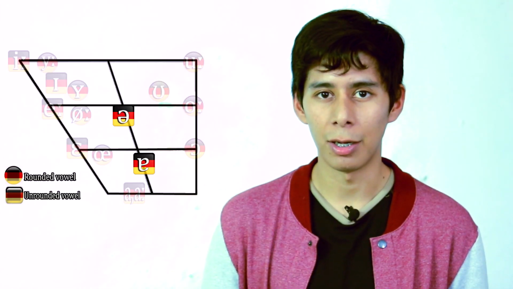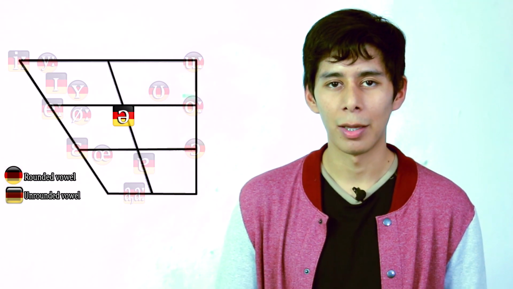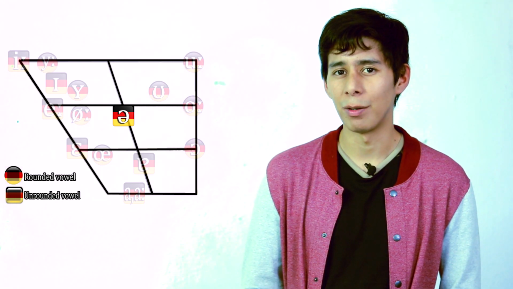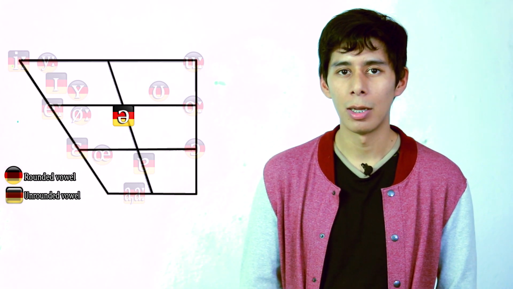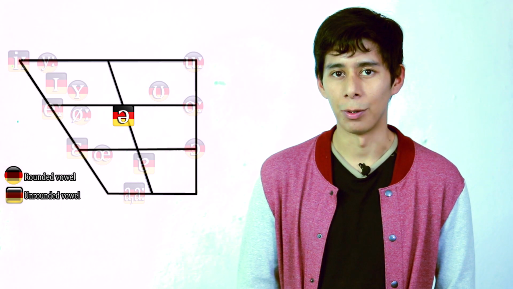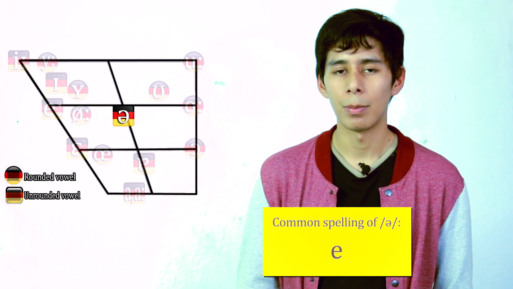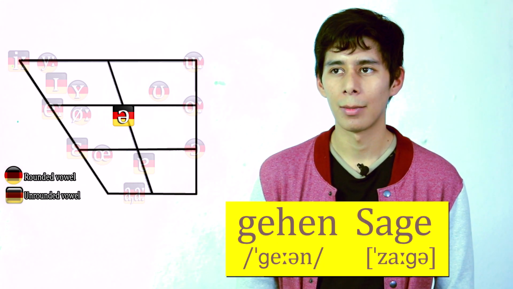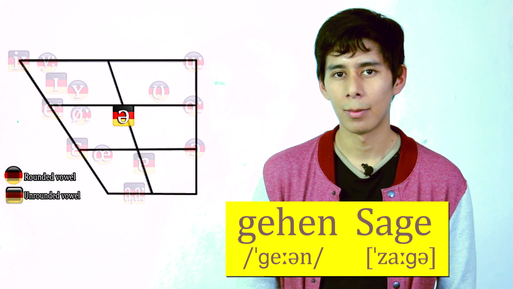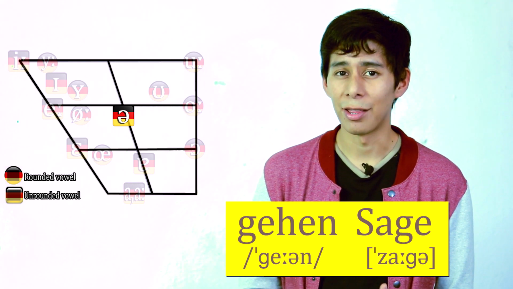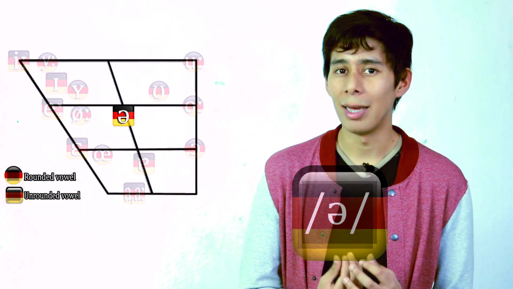Let's speak now about central and neutral vowel sounds. In German, we can say that there are two neutral vowel sounds. The first sound could be very similar or even related to the English schwa. In German, this sound, as a neutral vowel, normally appears in unstressed syllables. We find it represented by the letter E. For instance, in the words gehen, sage.